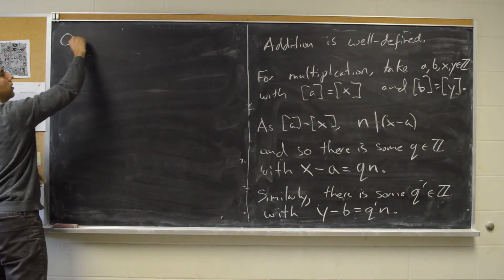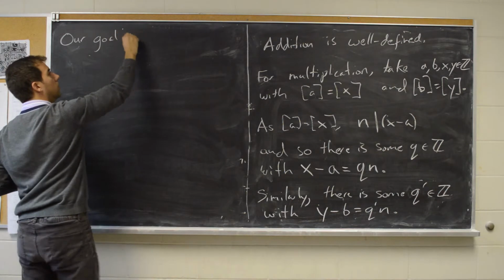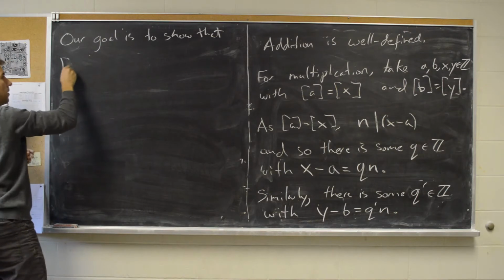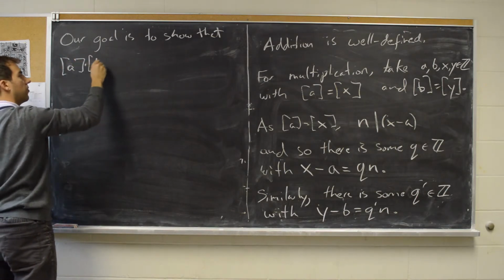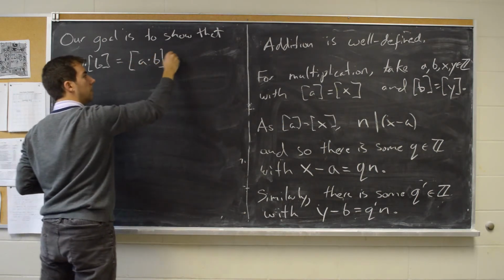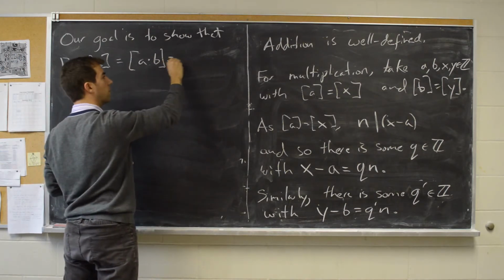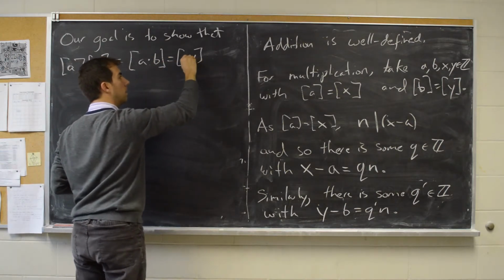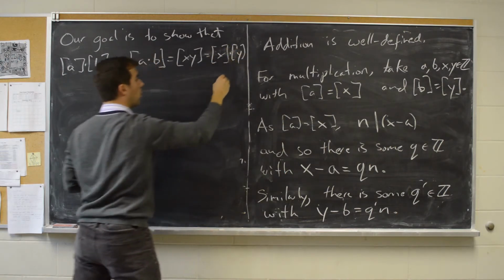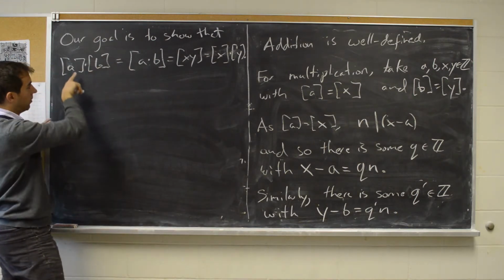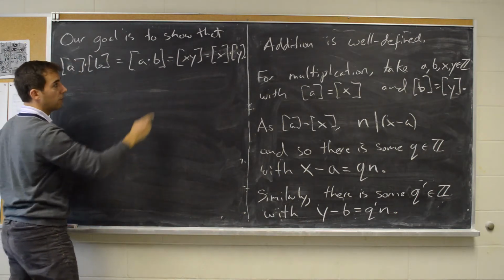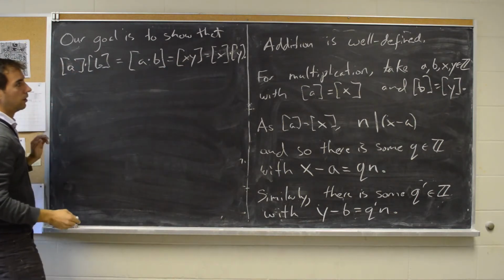Remember our goal is to show that if I take a times b as congruence classes, it's going to be a times b as integers, and take the congruence class, that's going to be x times y, and that's the congruence class of x times the congruence class of y. This is what we want to show. We haven't shown this yet. This, by definition, is the spot in the middle that we have to bridge. So we have to show that a times b is congruent to x times y.